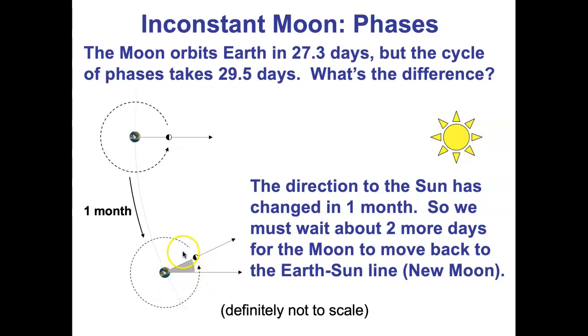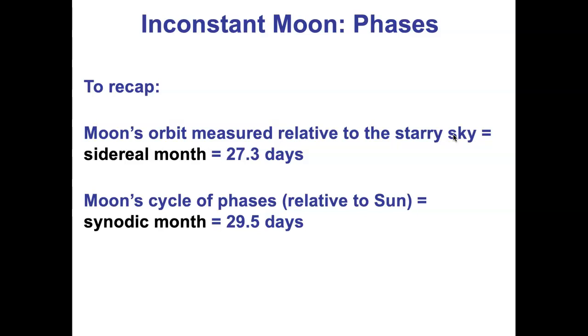The moon needs to move another 2 days in order to line up in front of the sun again to be the next new moon. Because in that month the Earth has moved around the sun, it takes the moon a little longer. It takes the moon 2 more days to line up in front of the sun in order to complete its cycle of phases. That takes 29.5 days. So consequently, there are 2 kinds of months.